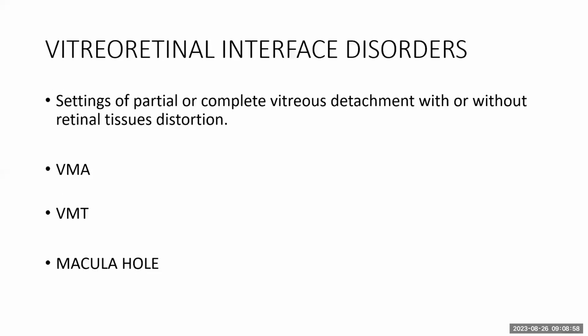So we're going to start with the vitreoretinal interface disorders. These are disorders that occur at the interface between the vitreous and the retina. So the settings are usually settings of partial or complete vitreous detachment with or without retinal tissue distortion. So we'll go through VMA, VMT, and macular hole.